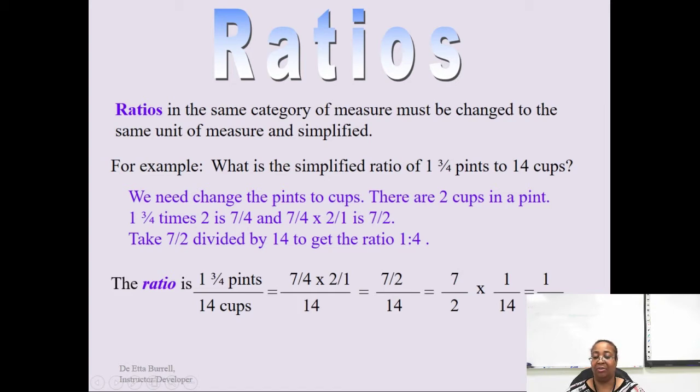Now once I cancel, 7 goes into 7 once and 7 goes into 14 2 times. That leaves me with 1 times 2 is 2 on the bottom, so my answer is 1 to 4. If you're not real familiar with the customary measures, I do have a chart that you can look at for converting those. But if you're in the same category of measure, you really do need to convert them to one measurement and then reduce it down so that you can have a ratio that reflects the right measurement.